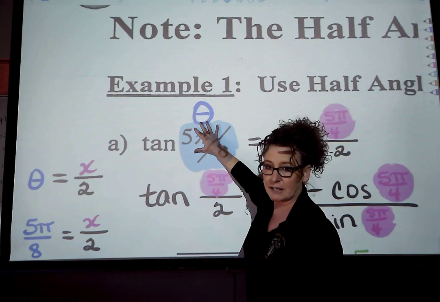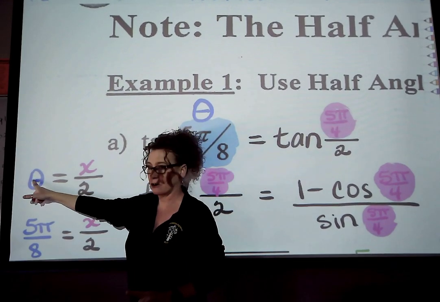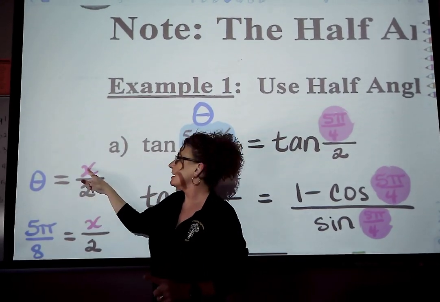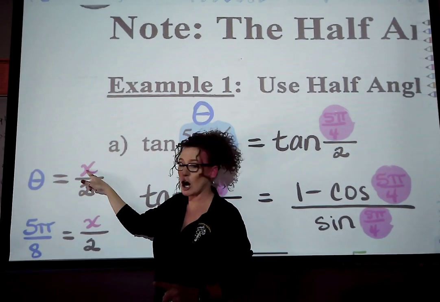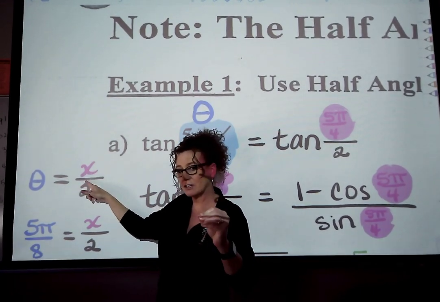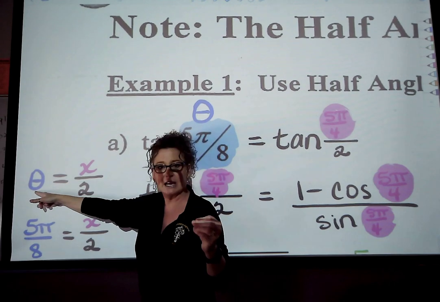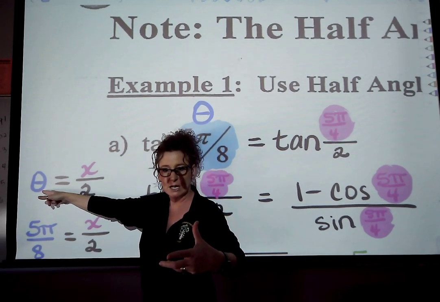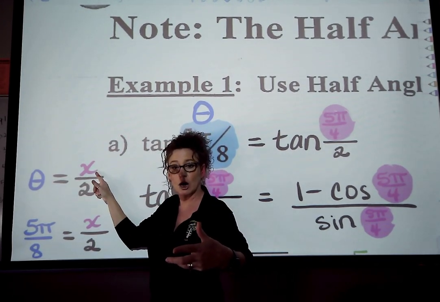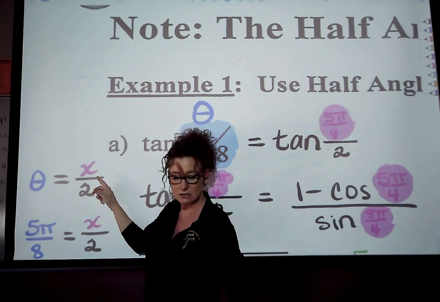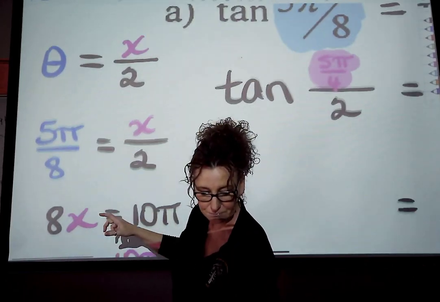I'm going to call it theta. Now, I think this angle is half of a common angle. I think if I take a common angle and cut it in half, I can get the angle that's in my problem. How do I figure out what this common angle is? Not hard. Here's what I'm going to do.